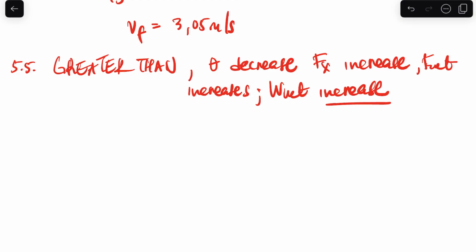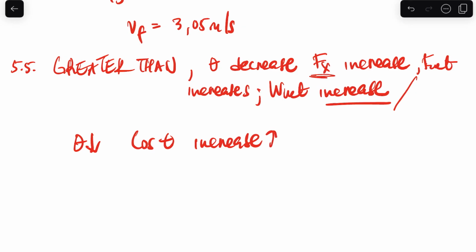All right, so that's the explanation there. The horizontal component, which is the Fx, is going to be greater now, and the F net will be greater. Or alternatively, you say as the angle decreases, cos theta increases. The cos theta increases, so therefore Fx will increase, right?